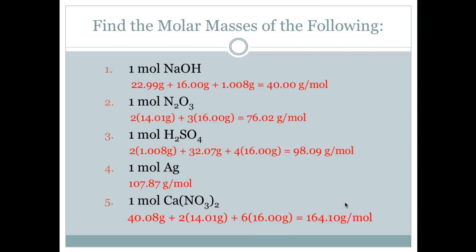Welcome back. Here are the answers. Notice in number 4, I tried to trick you a little. This is not a compound, it's an element, so that one should have been pretty straightforward. Also notice that in number 5, we need to distribute the 2. This is telling us we have 2 of this whole NO3 group. So that means we have 2 nitrogens, 2 times 14, and 6 oxygens, 6 times 16.